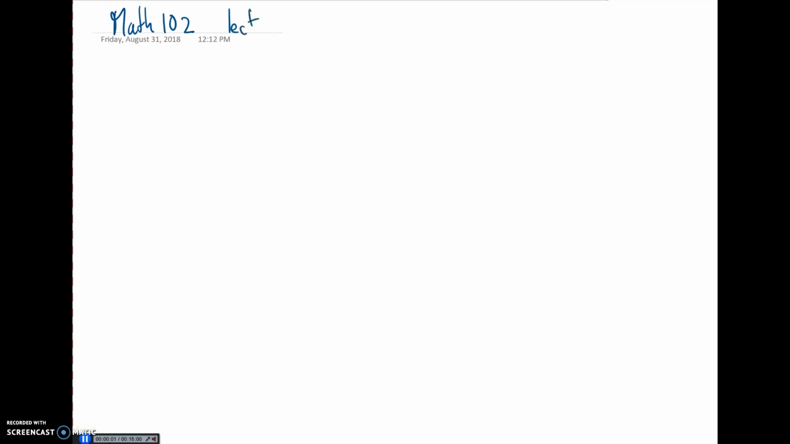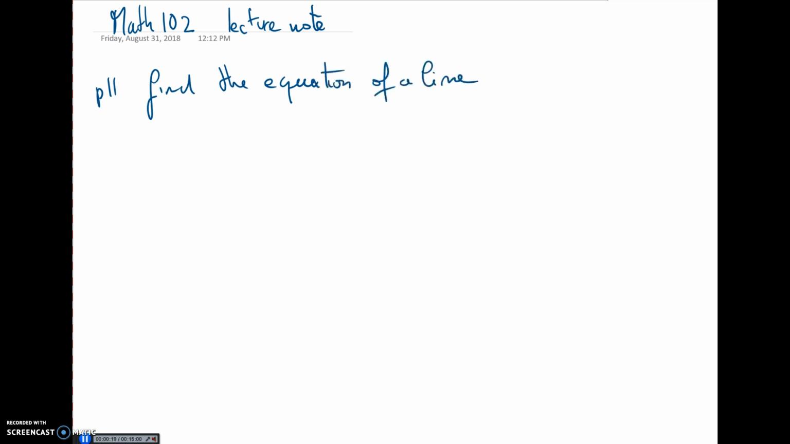On a 2 lecture note, and we are doing problem number 11, which is saying find the equation of a line parallel to a line defined by the linear equation y equal 5. And I know that this line that I'm looking for is going through the point 3, 1.